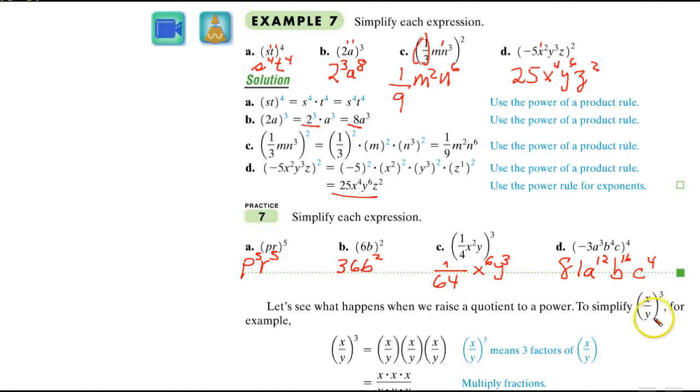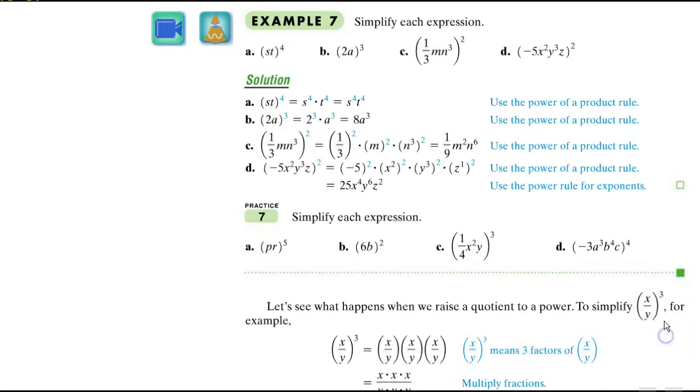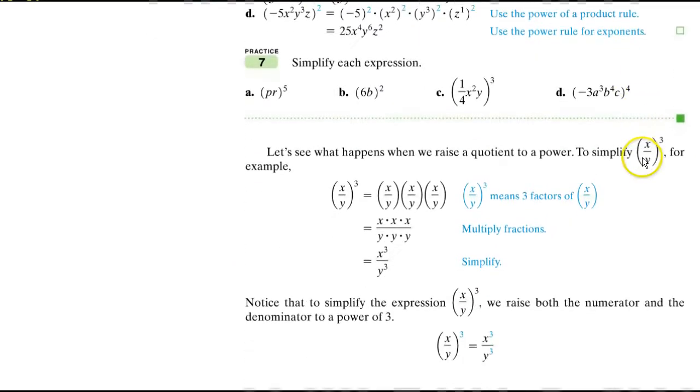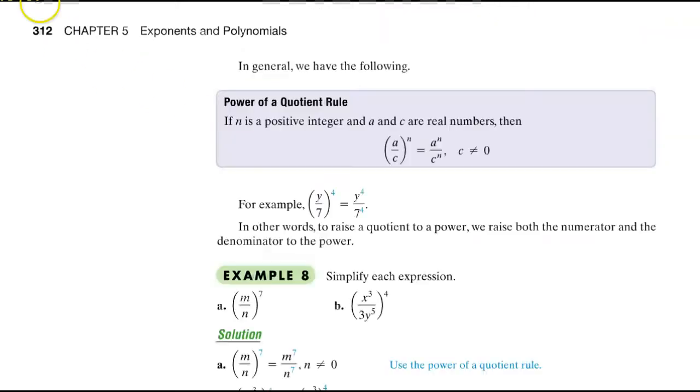Now we did a little bit of this, but they're going to give us its own section here. When you have a fraction in a parenthesis that's raised to a power, it applies to both the numerator and denominator. That's what they're showing here. That's called the quotient rule. And remember, c cannot be equal to 0. Otherwise, that would be undefined.